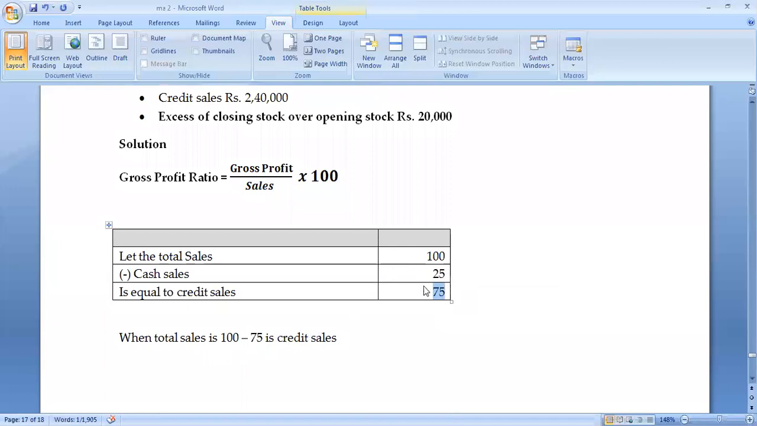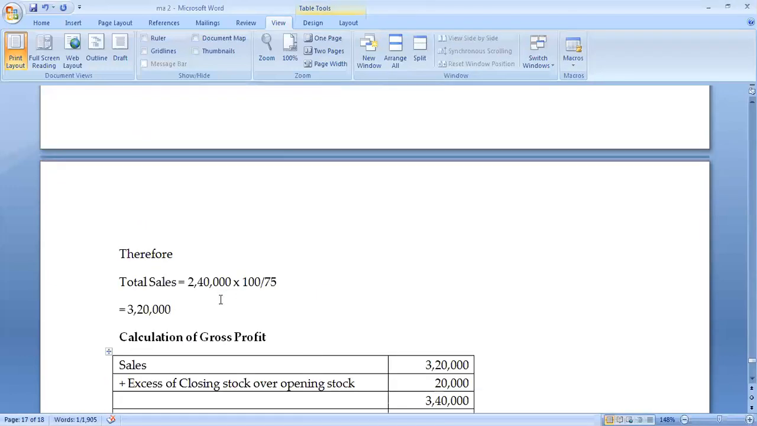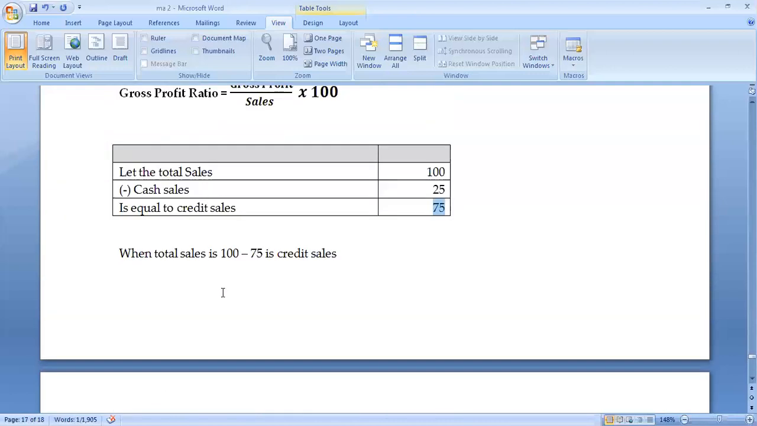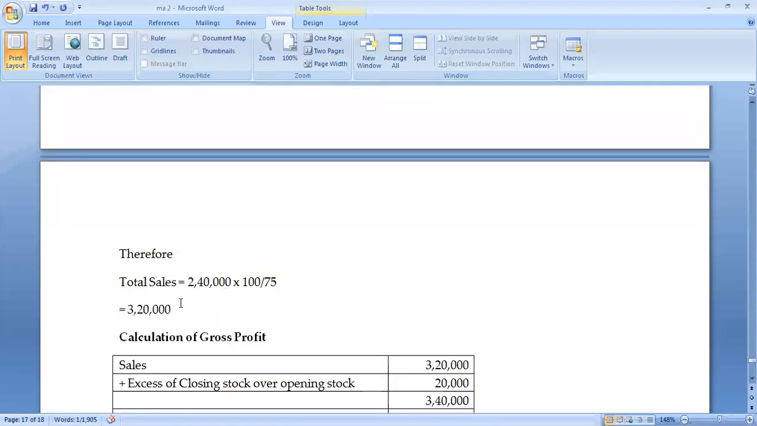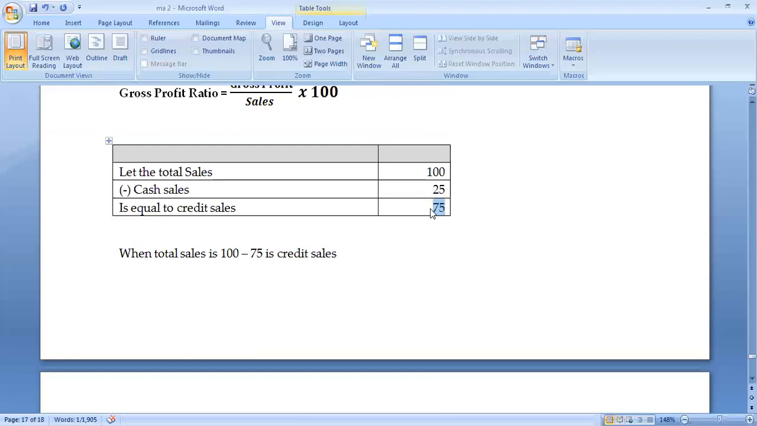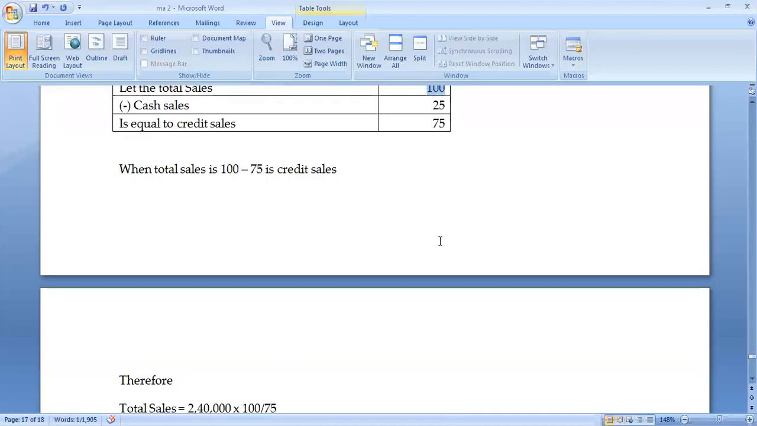So if 75 is credit sales for 100, you find out what it will be for 2,40,000. So 2,40,000 into 100 divided by 75, which gives you 3,20,000 as the total sales. As we require the total sales, this 75 as well as 100 will be taken into consideration.